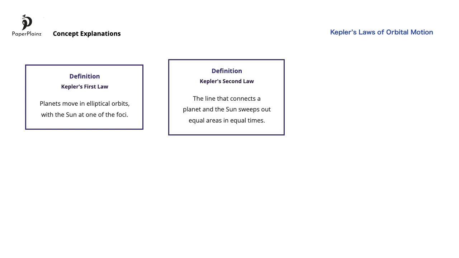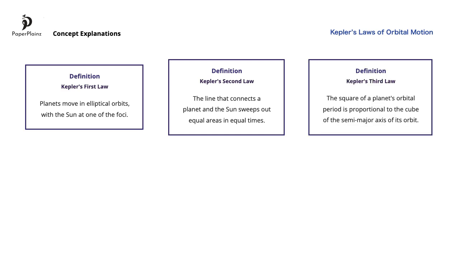Kepler's first law states that planets move in elliptical orbits with the Sun at one of the foci. According to his second law, the line that connects a planet and the Sun sweeps out equal areas in equal times. Finally, his third law says that the square of a planet's orbital period is proportional to the cube of the semi-major axis of its orbit. We'll now explore each law in a bit more detail.